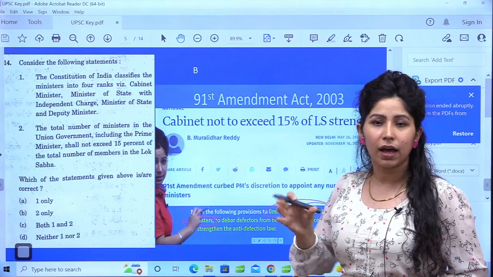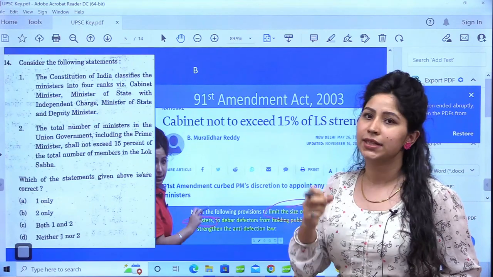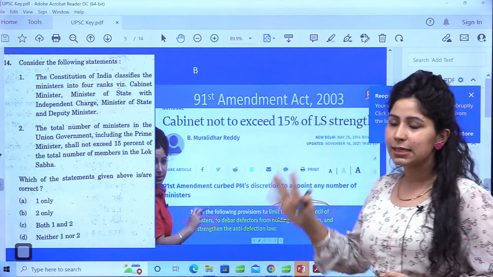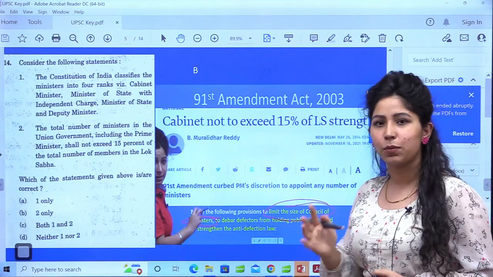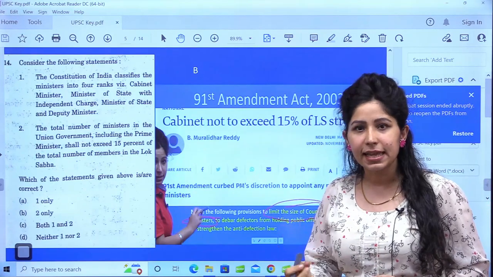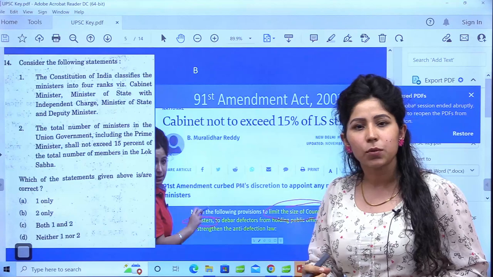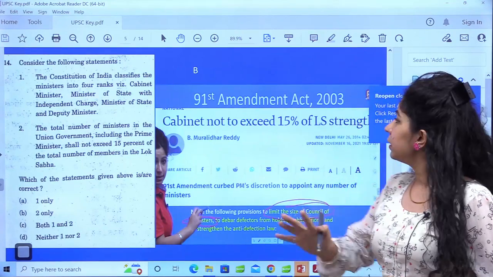We always are there to provide quality content to our students, and this paper has proved that yes, the way we are addressing UPSC, we are targeting UPSC preparation is the right way.